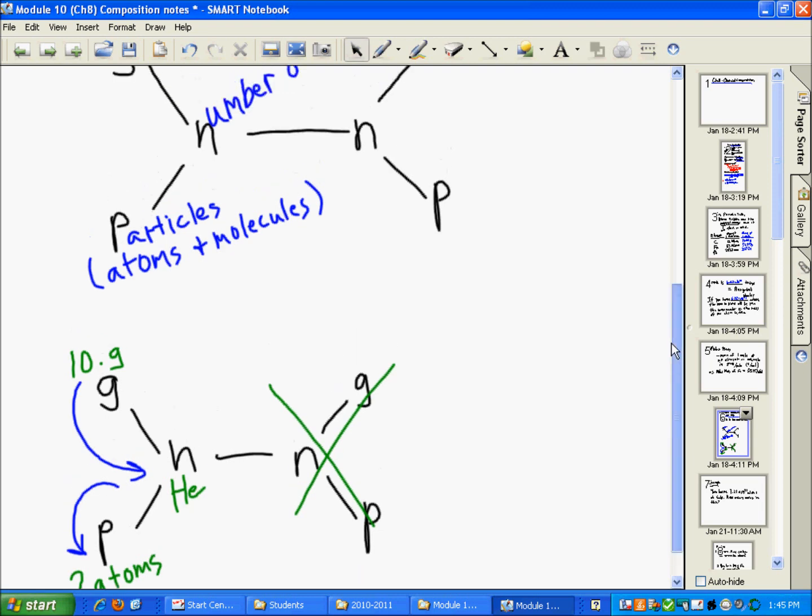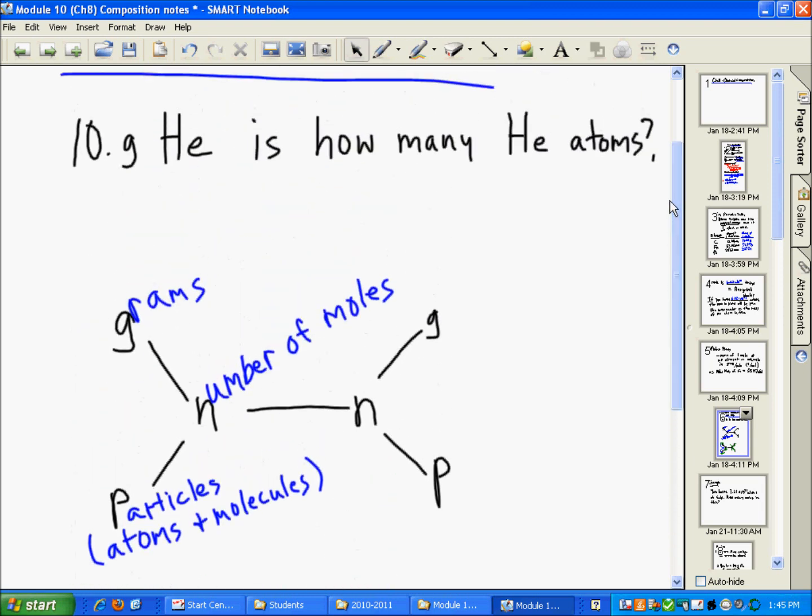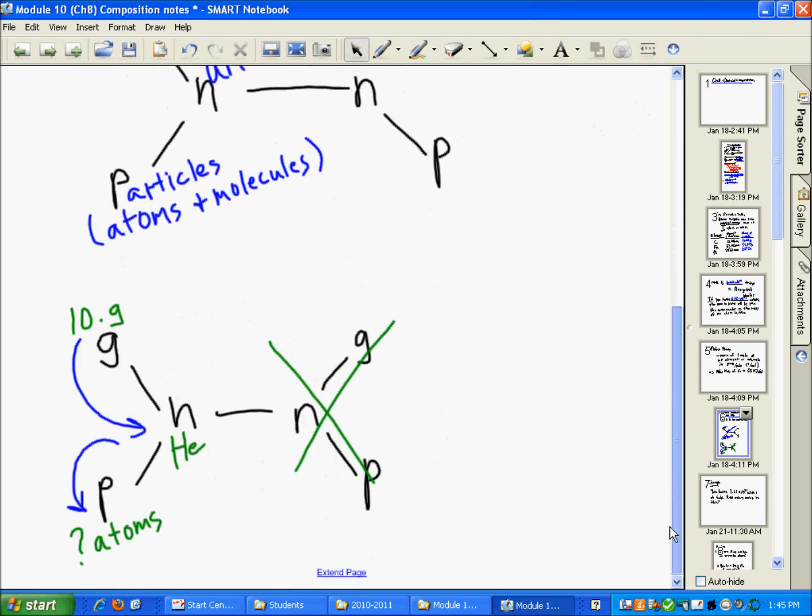The next thing is to look and find what information has been given in the problem. Well, the problem tells us we're starting with 10 decimal grams. So we want to put that on the mole map, and where it goes is on the helium side, and we put it beside the G for grams.